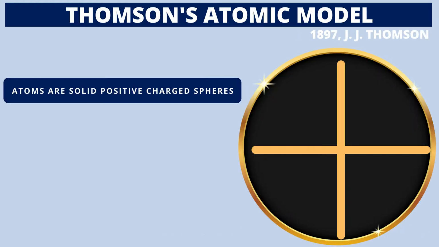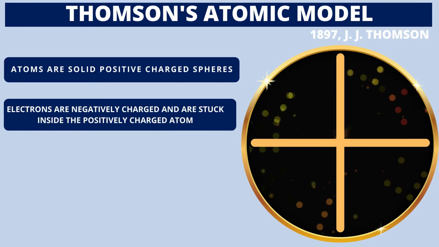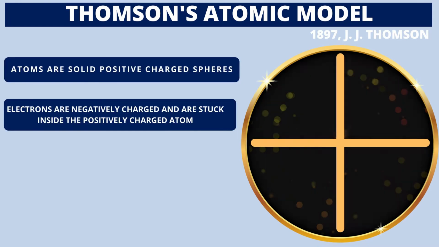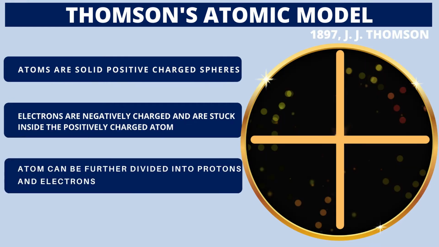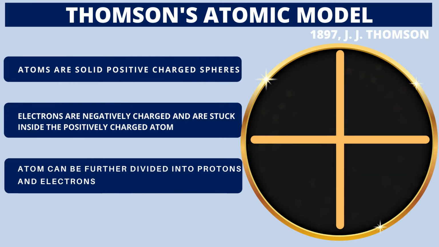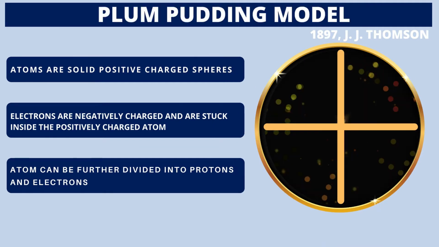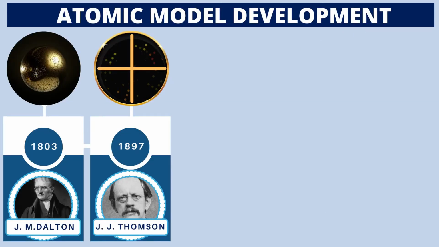According to him, atoms are solid, positively charged spheres. Electrons are negatively charged and are stuck inside the positively charged atom. After his discovery, the atomic model became a two-particle system in which the atom can be further divided into positively and negatively charged particles, the electrons. Thomson's atomic structure described atoms as electrically neutral. That means the positive and negative charges were of equal magnitude. His model was also called the plum pudding model. It took almost 80 years to evolve the atomic theory from a single-particle to a two-particle system.